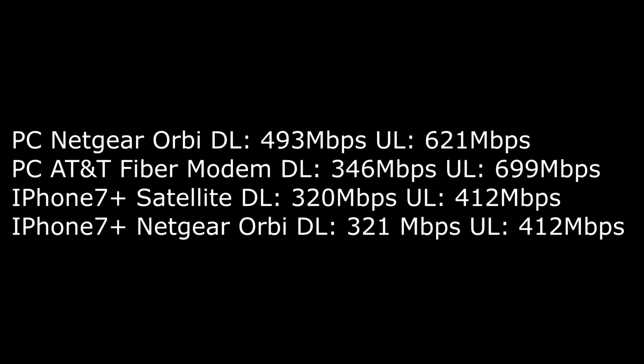Now, with the iPhone, I had consistency, and as you can see the speeds there, they both were around 320, and the upload speed was faster, as you can see, when connected to the Netgear Orbi itself and not the satellite router, and it was slower on the satellite. I didn't put the testing up there for the AT&T modem, but it was a lot slower with the AT&T modem as well, same as PC.